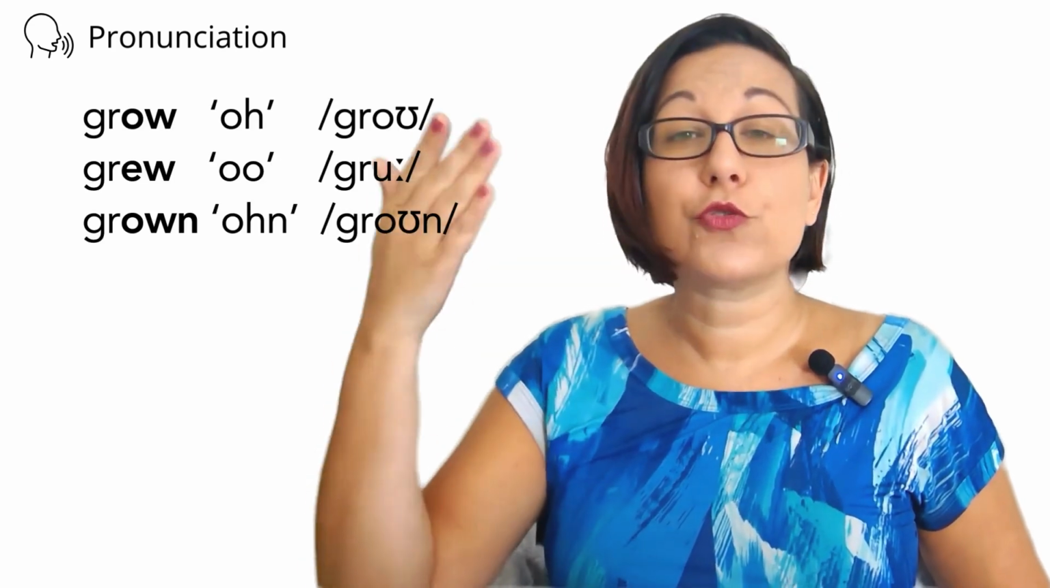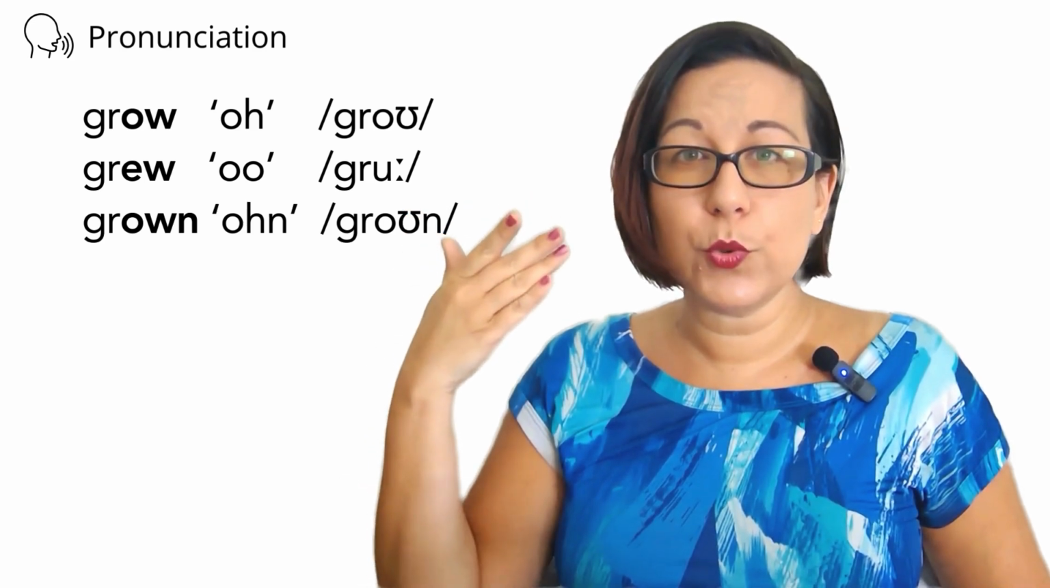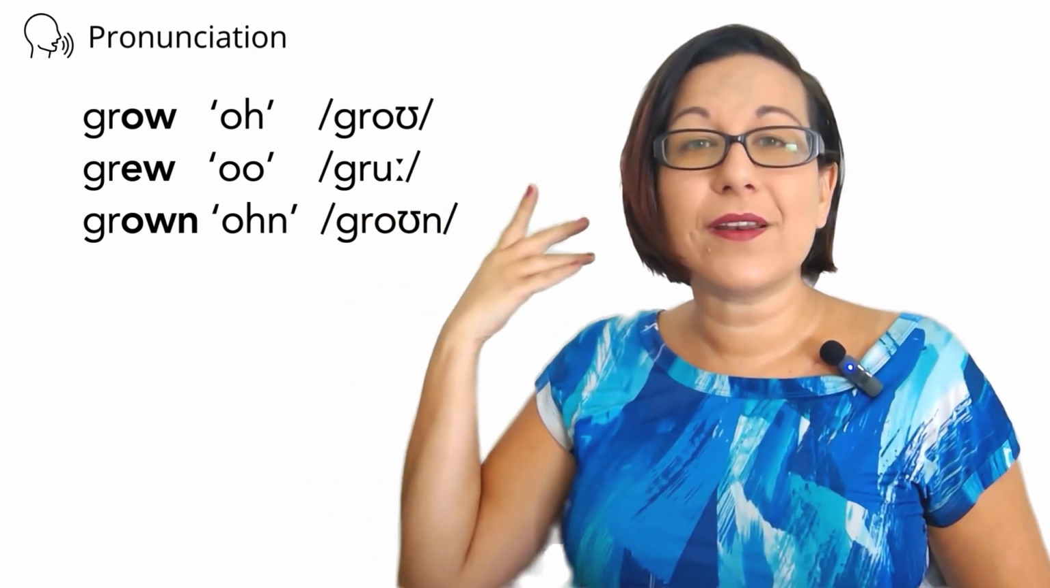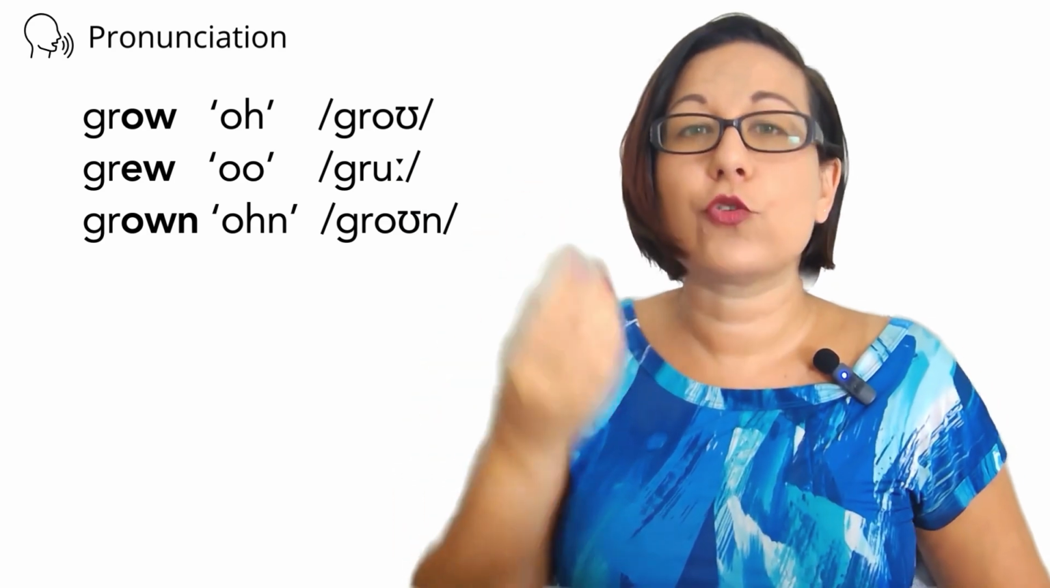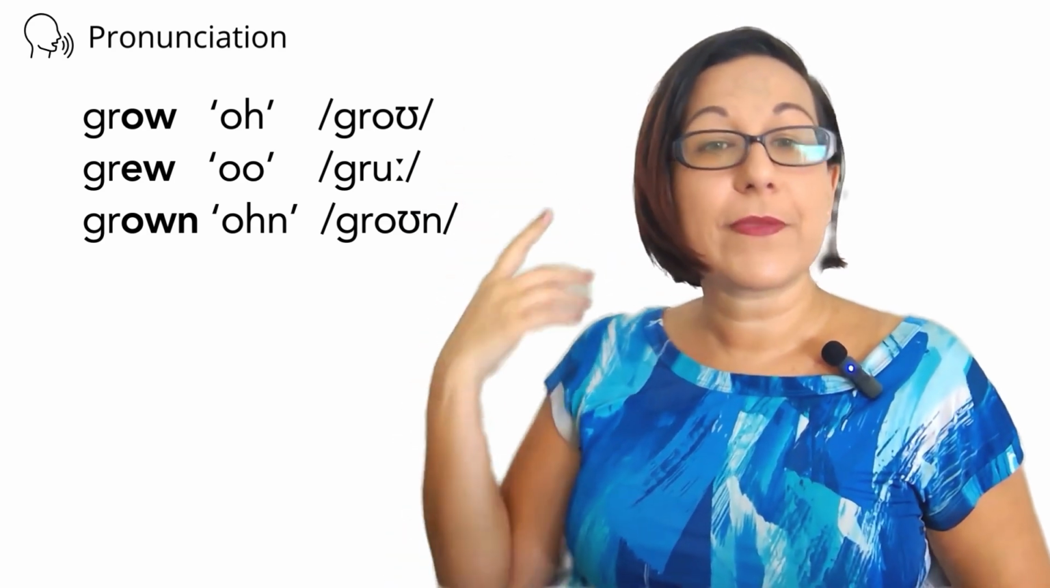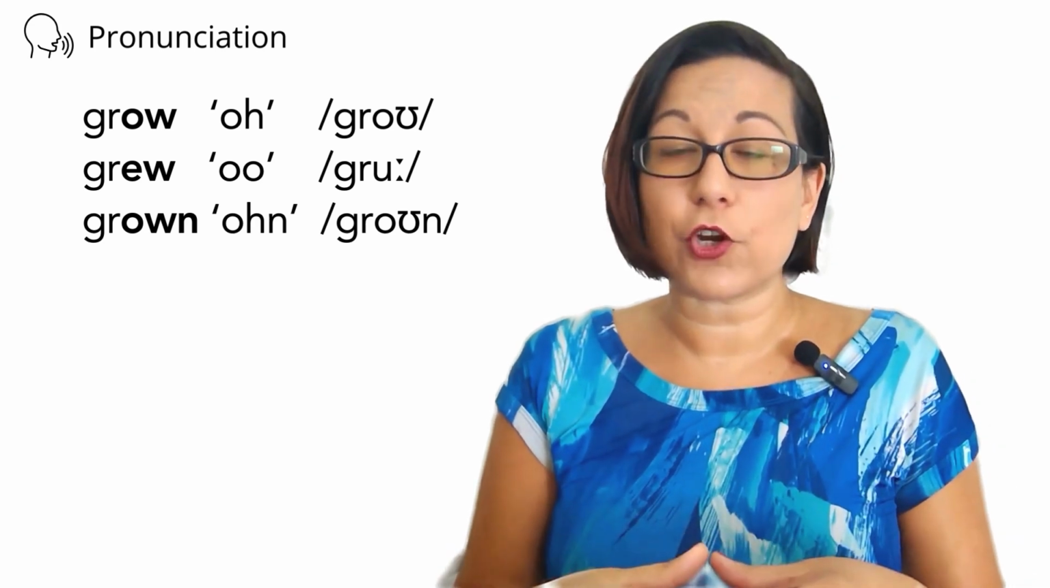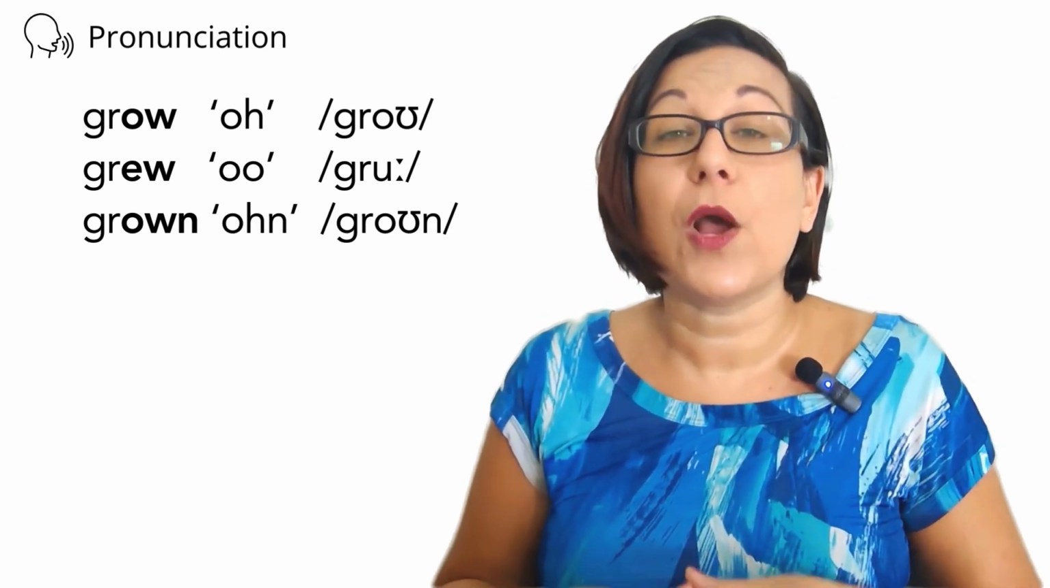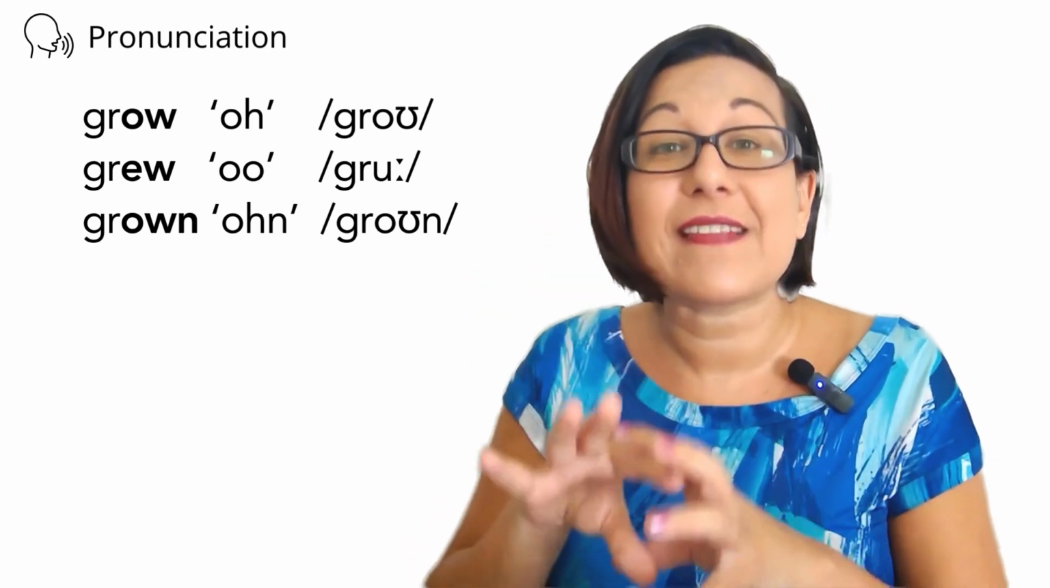So starting off, we need to realize this is an irregular verb. So make sure that you're pronouncing the different forms correctly. Grow, grew, and grown. Grow, grew, grown.